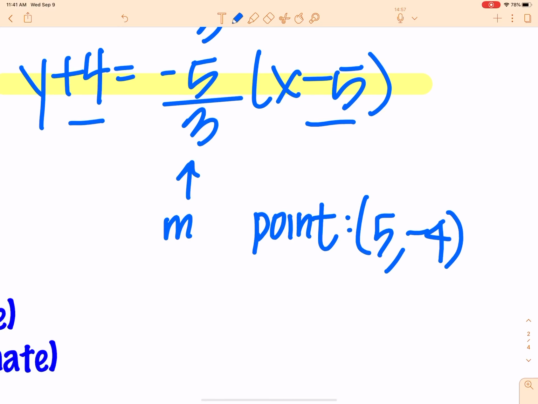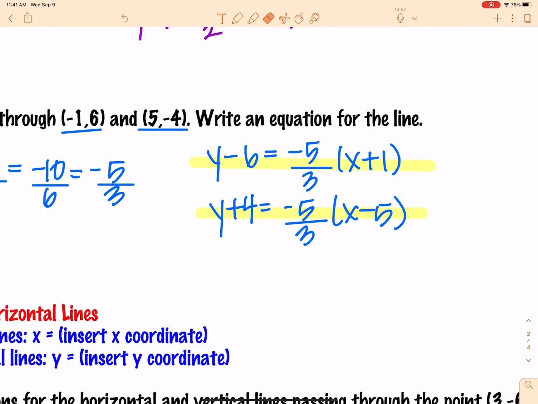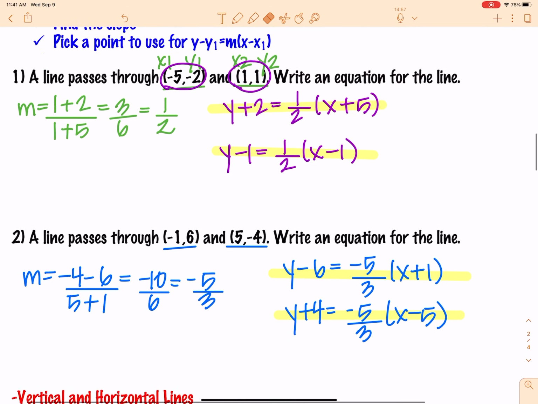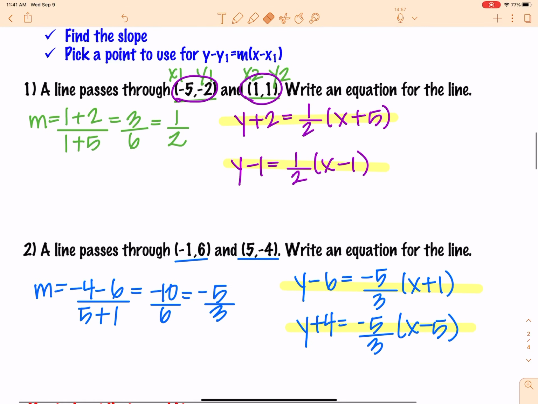So you guys need to be able to go backwards as well and be able to look at an equation and tell me what to do. So you would just plot the point, 5, negative 4. You would count negative 5 over 3, plot your 2 points, and connect them, and you're done. So again, very easy equation to use once you guys retrain your brain to understand that this is a way better format than slope-intercept.